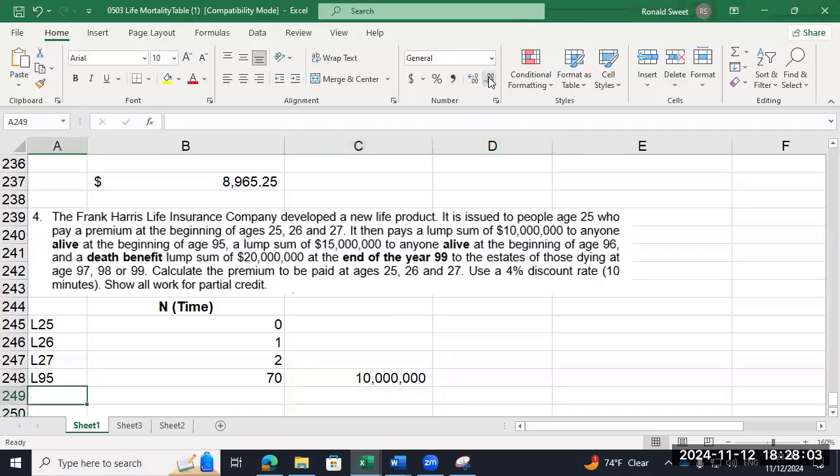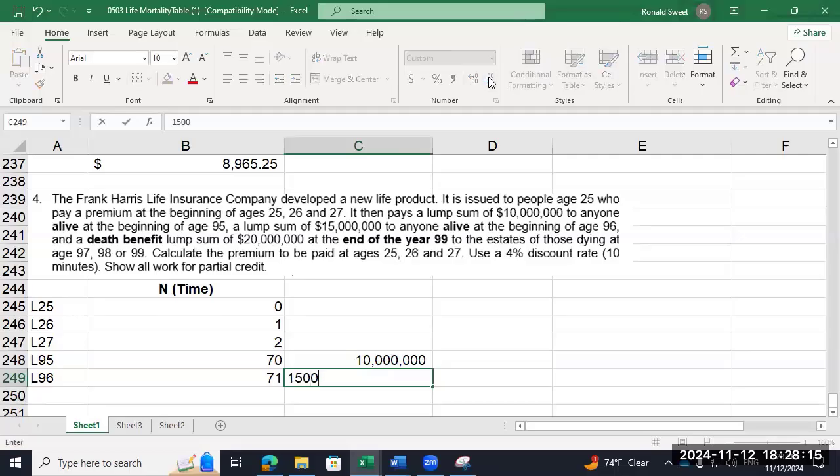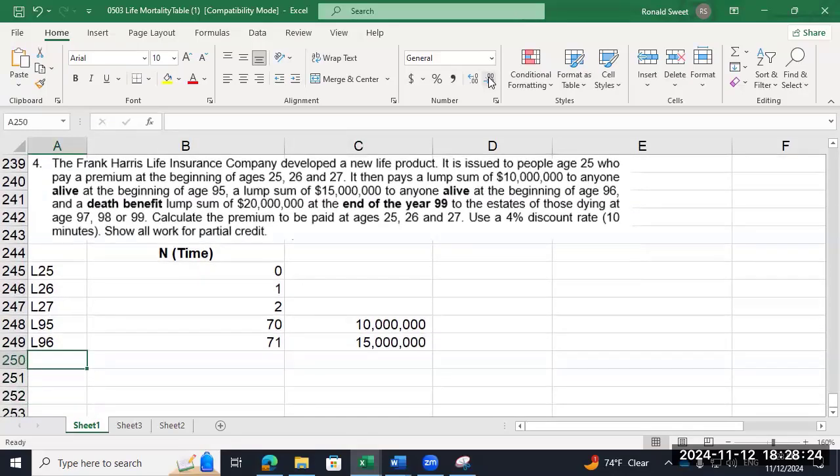What's my next L? L96. What's that gonna be? 71. That one's pretty straightforward. We're gonna pay them 15 million. And our last one. So let's put them all there. You have to decide how you do it.